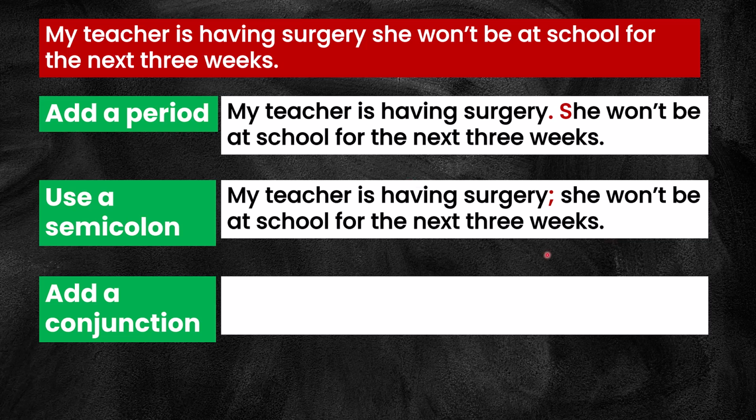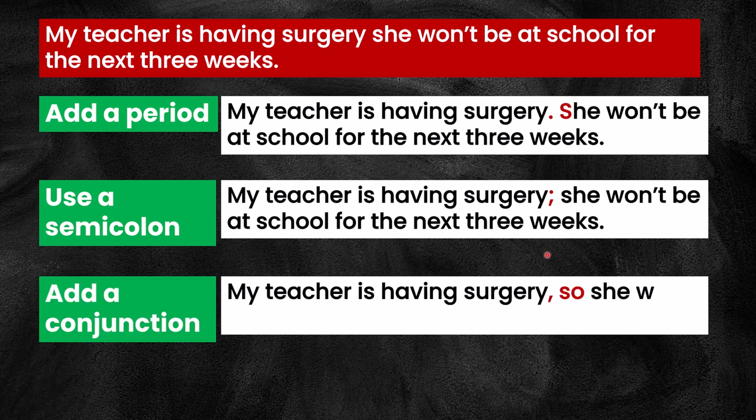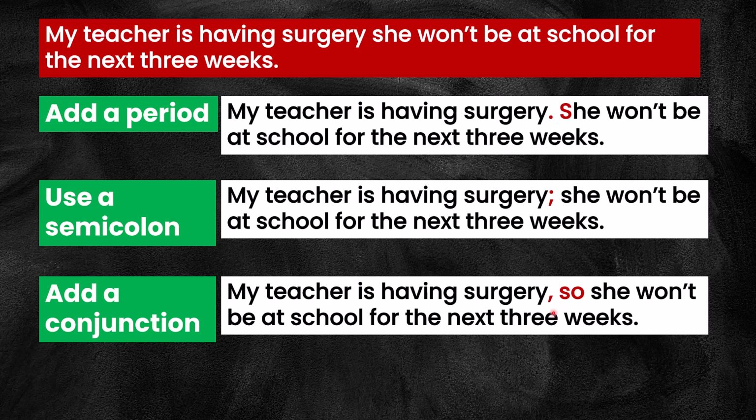And finally, we could add a conjunction. For example, my teacher is having surgery, so she won't be at school for the next 3 weeks. When we use a coordinating conjunction, we add a comma before it to connect 2 independent clauses.